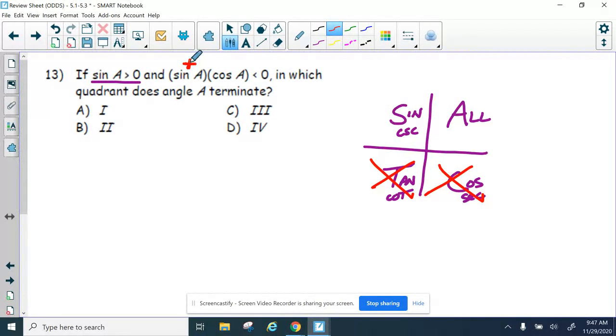So if we're going to multiply a positive times cosine and get a negative, then cosine must be negative. So out of the two that are left, I have to find the quadrant where sine's positive and cosine's negative, and that would have to be quadrant 2. Can't be here because cosine would be positive there. So that's how you figure that one out, sort of process of elimination.